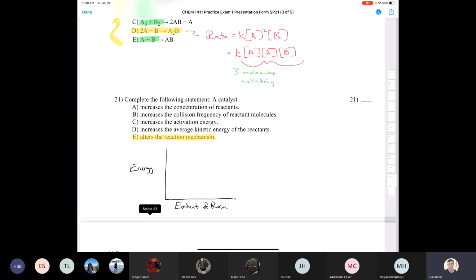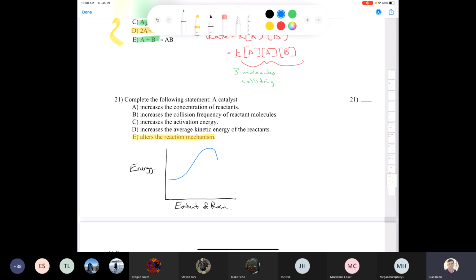If we have our normal or uncatalyzed pathway, it looks something like this. We'll choose an exothermic reaction, like that. If we have a catalyzed pathway, we're going to have the same energy of our reactants and products, but we change the pathway, something like this. We don't change the difference in the energy of the reactants or products, but we change the pathway and we lower the activation energy. This would be the catalyzed reaction pathway, and this would be the uncatalyzed reaction pathway.